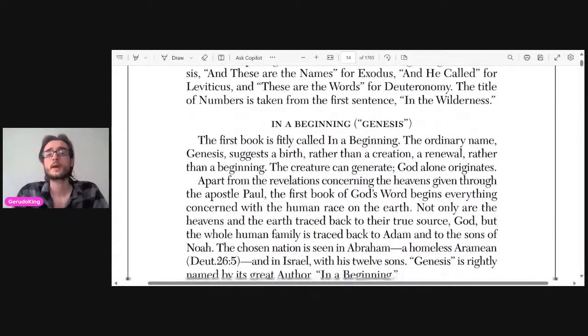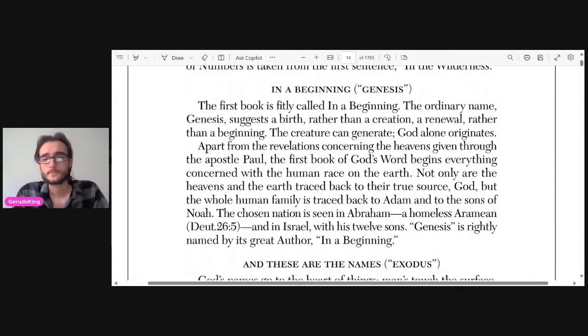Today we're going to be looking at Genesis, so I'm just going to focus on this. The first book is fitly called In a Beginning. The ordinary name, Genesis, suggests a birth rather than a creation, a renewal rather than a beginning. The creature can generate, and God alone originates. Apart from the revelations concerning the heavens given through the Apostle Paul, the first book of God's Word begins everything concerned with the human race on the earth.